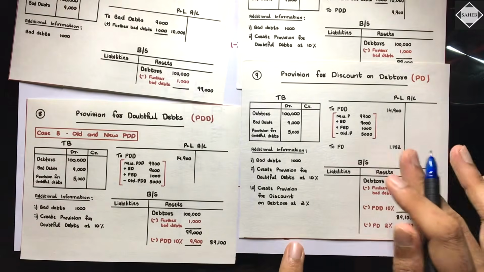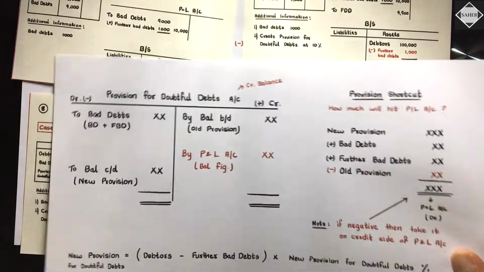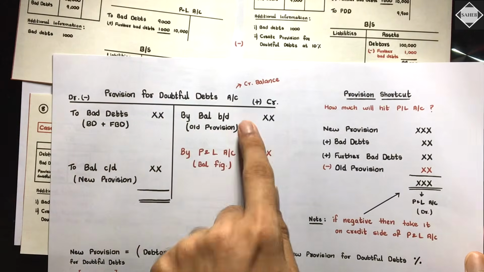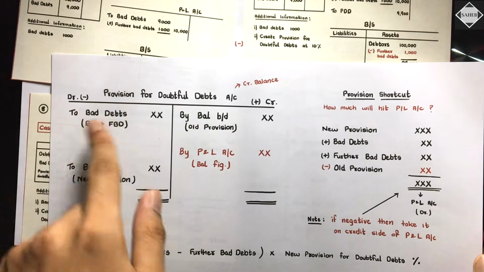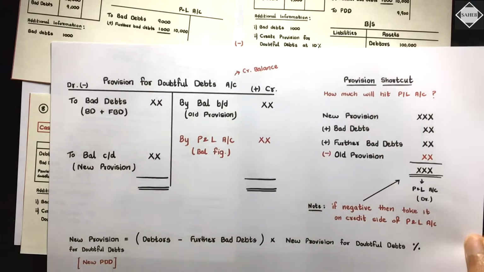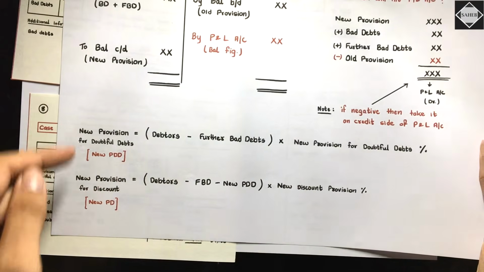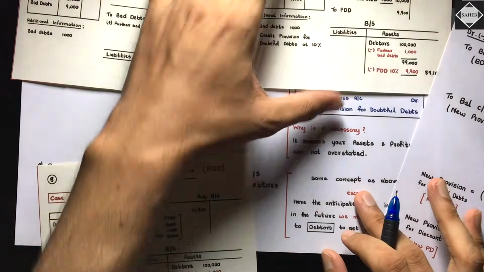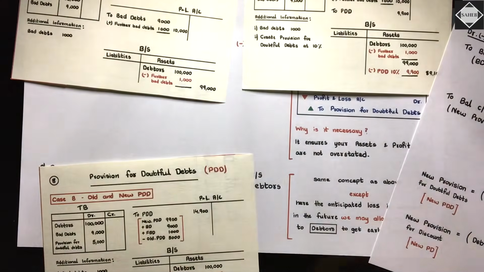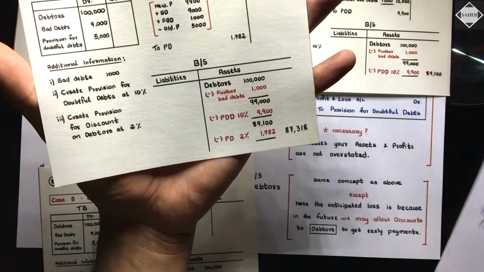So that's all for this video. I hope you have understood each and everything. And the ledger account also I have explained over here: old provision, new provision, bad debts in the trial balance, as well as further bad debts, and then the balancing figure as profit and loss. And these are the formulas to calculate the new provisions. I have just written them over here. You know how to calculate already. I told you, first do the balance sheet thing. If you do the balance sheet thing, directly you will get to know.